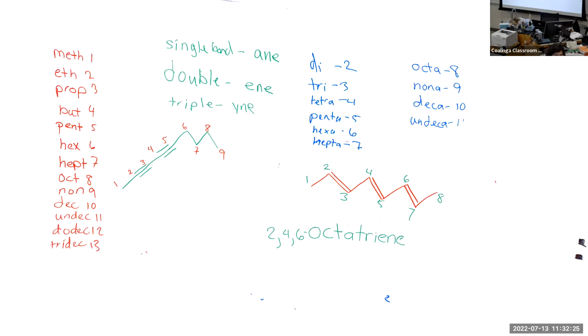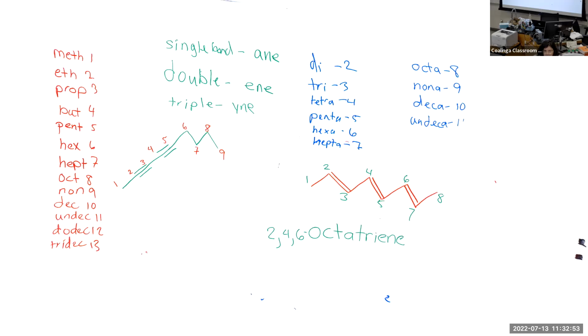So let's add a whole new layer, because this is too easy. What happens if I have a double bond and a triple bond? Oh my goodness. No, it's not two different names, it's one name. This is one compound. So let's talk about if we have a double bond and a triple bond.